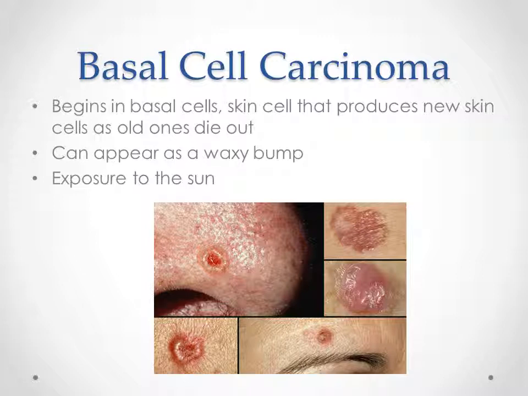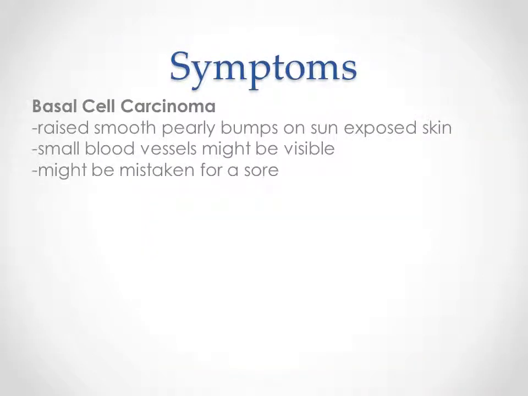It can often appear as a kind of waxy bump, as you can see from these pictures, and it most often occurs on parts of the skin that are exposed to the sun, such as the face and the neck. Some symptoms of basal cell carcinoma are pearly white or waxy bumps with visible blood vessels on the face, ears, or neck. The bump may bleed, develop a crust, and cause scarring. This type of skin cancer may also be mistaken for a sore.